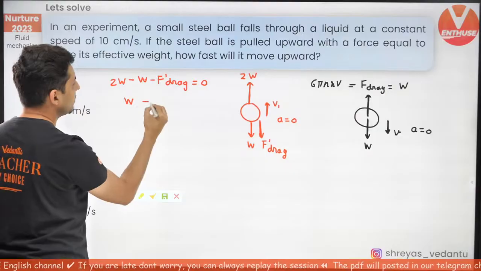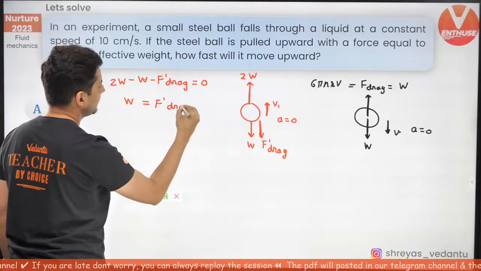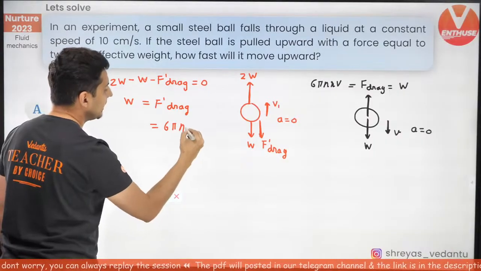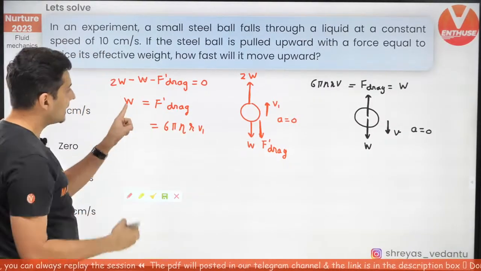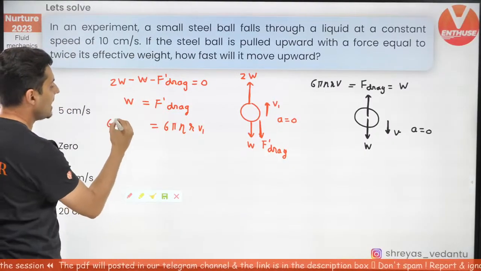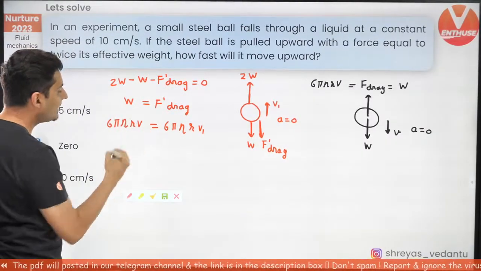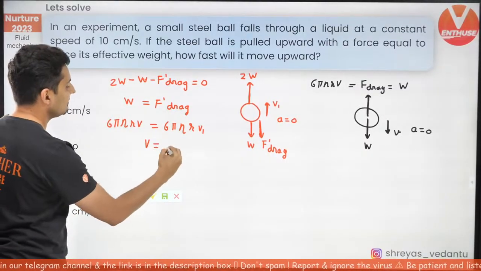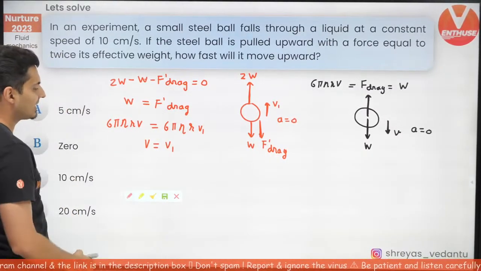And take this guy over there, so it will become F prime drag. And F prime drag is 6 pi eta R new velocity. And W from here is just 6 pi eta R V. This V and this V1 should now be equal. Do you see that? V is equal to V1 because everything else gets cancelled.